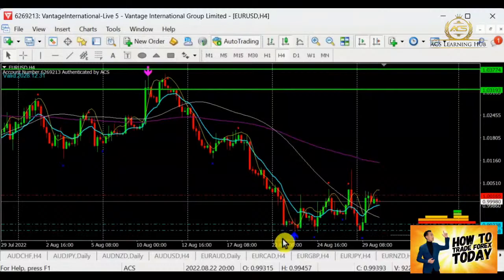I think that's quite good. We can put this into our watch list as well. So Euro Dollar, we are looking for selling since there's a big space below. I think today is still quite good.